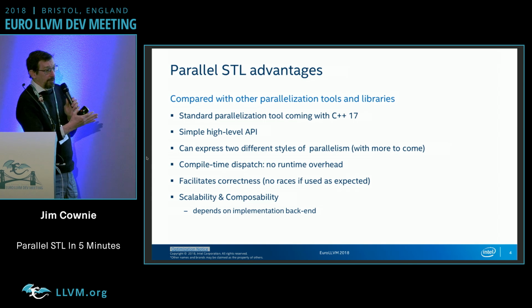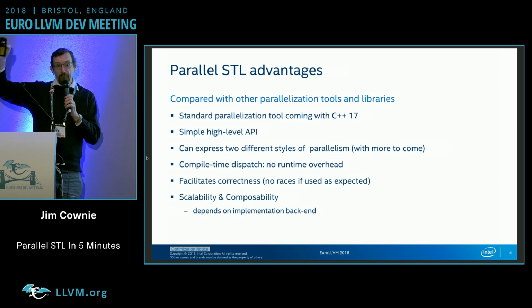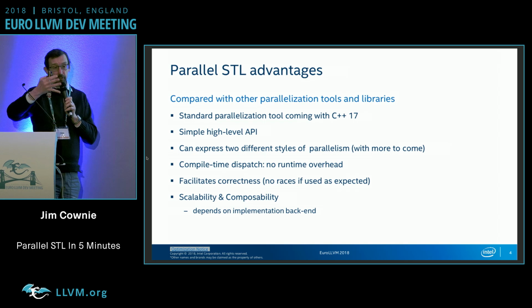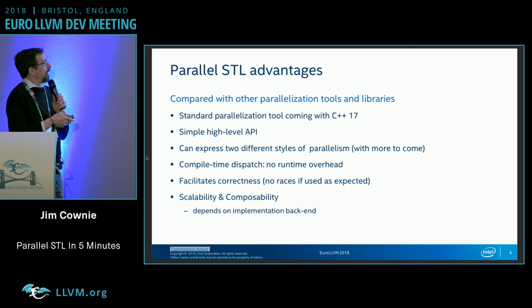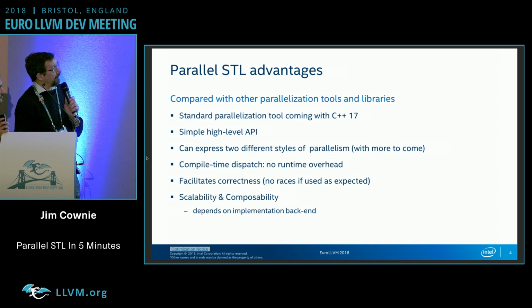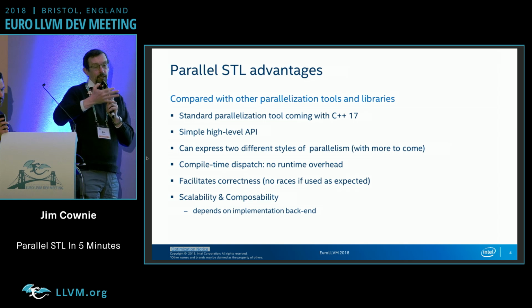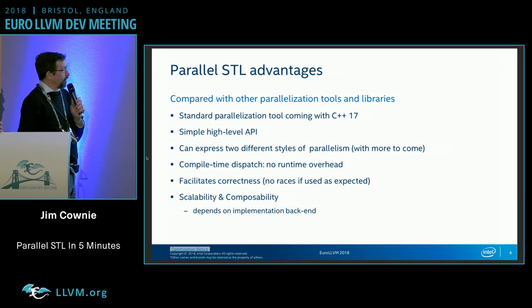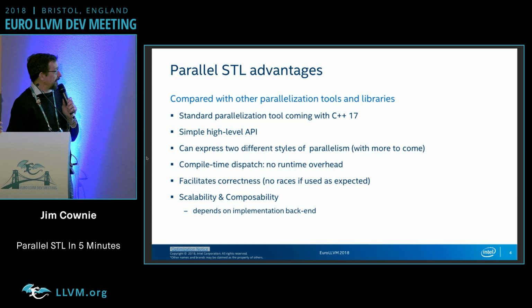Why would you want to use it? Well, maybe you don't, but why would users want to use it, which is what really matters to us? Because it's standard, right? It's in C++17, so it's standard and should be portable between different machines, different environments. It's relatively simple. You can express, at least already, vectorization and thread parallelism. There's compile-time dispatch, so you're making the choice and generating the code appropriately at compile time. And if you don't lie too much, then it's going to be correct. It's scalable and composable.